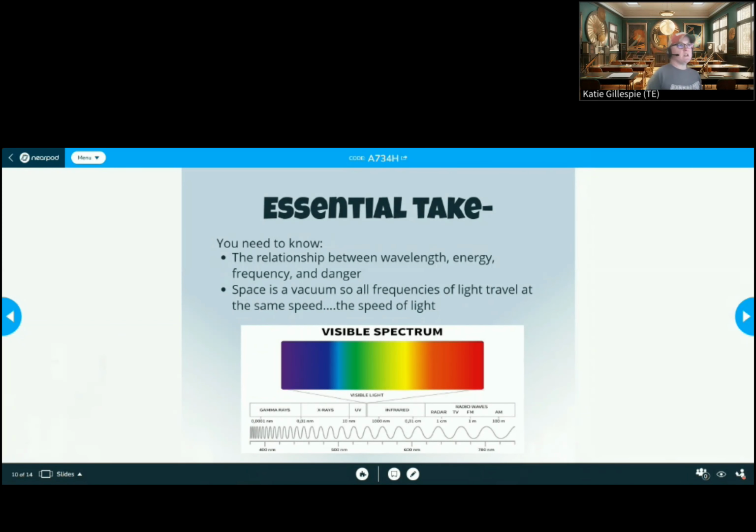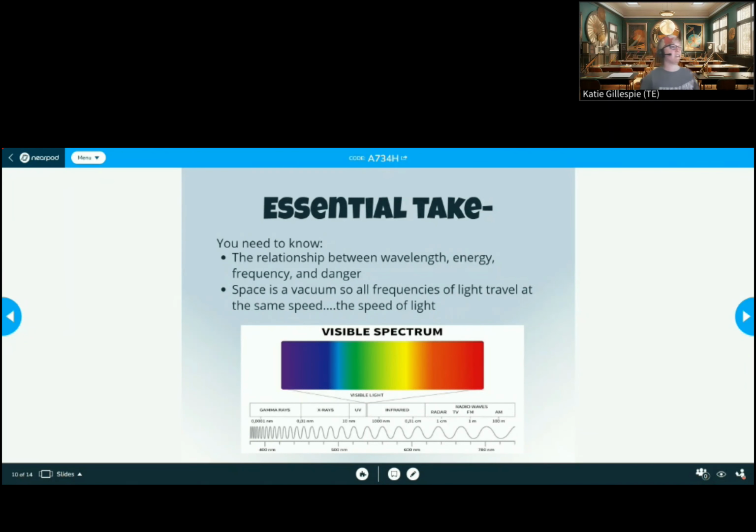All right. Essential takeaways. You need to know the relationship between wavelength, energy, frequency, and danger. More energy, higher frequency, shorter wavelength, more danger. Lower energy is on the right-hand side of that spectrum you're looking at. Lower energy, longer wavelength, lower frequency, less danger. You need to be able to know that.